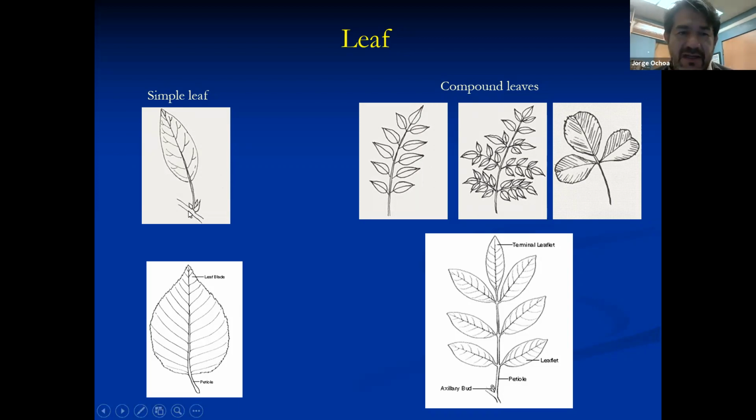And associated with that will be the node with the bud. And so we have the petiole and the leaf blade, and that's going to be the green portion. This is going to be a simple leaf versus when we have a compound leaf.